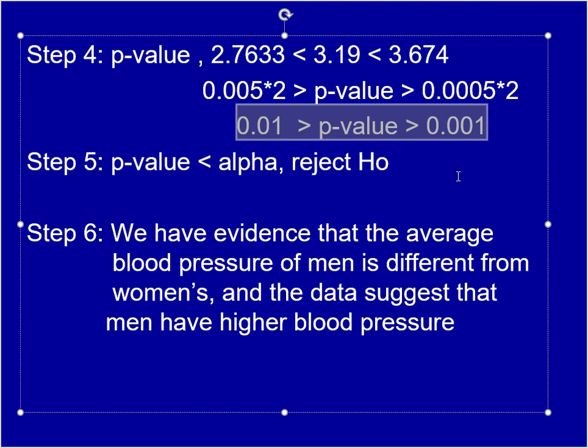This probability is very small, very tiny, and therefore I would rather reject my null hypothesis, which is my statistical conclusion. And my research conclusion would be we have evidence that the average blood pressure of men is different than women. Now, different higher or different lower? Well, the data suggests that men have a higher blood pressure than women on average.